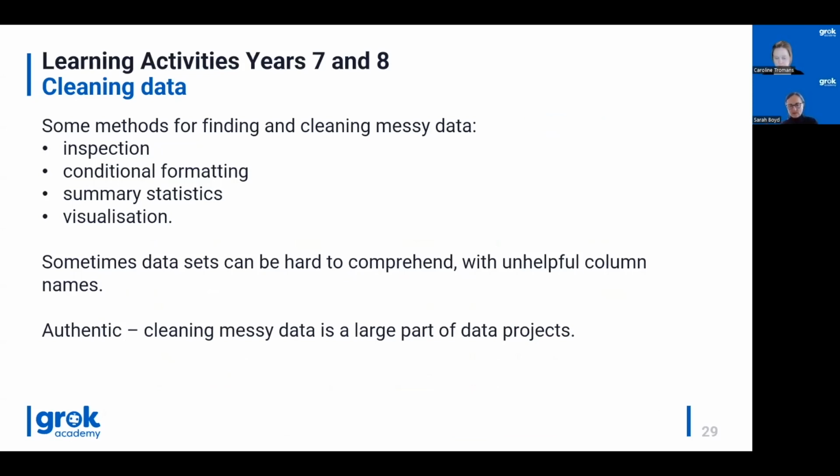We can do things like use summary statistics. For example, if we did the average of a percentage column and we got an average that was greater than 100%, then we know there was a percentage that was wrong inside that column. And just visualizing can help us spot values that are really wrong. And the other thing that can happen is data sets can be hard to understand, like they might have unhelpful column names. So you actually might rename the column names to something that means something to you. So it's just to point out that when we're dealing with real data, cleaning messy data is a large part of the project.